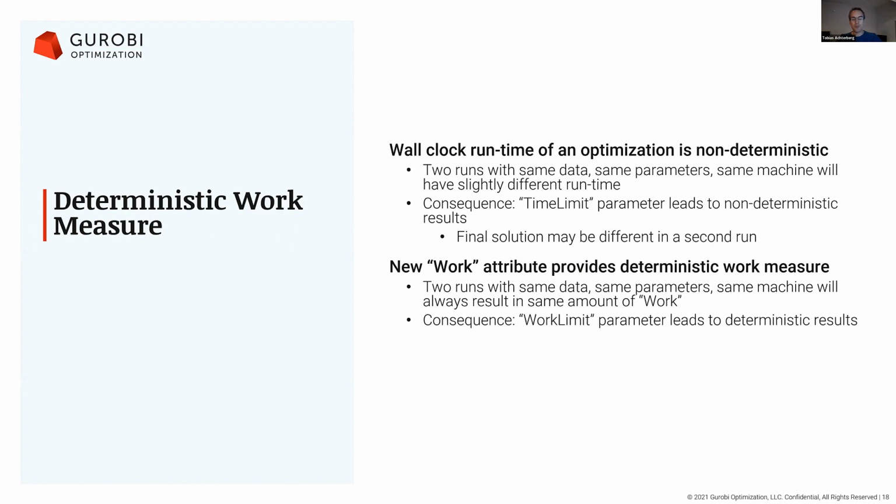And this is also true for parallel execution, if you use parallel algorithms like the default MIP algorithm. As a consequence, if you set the work limit parameter, this will then lead to deterministic results. So two runs will always have the same result, exactly the same result.